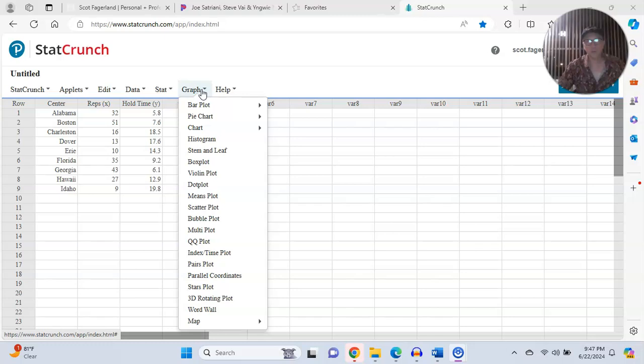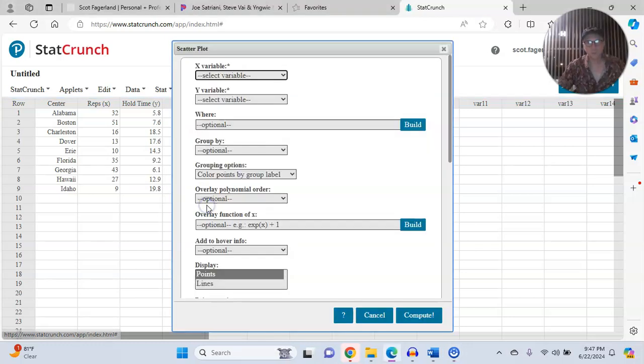If we go to Graph, one of the options here is Scatterplot. Okay, it's going to ask us for the variables. The X variable in this case is located in the reps column. The Y variable is located in the hold time column.